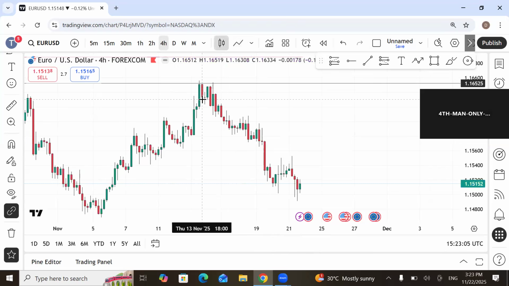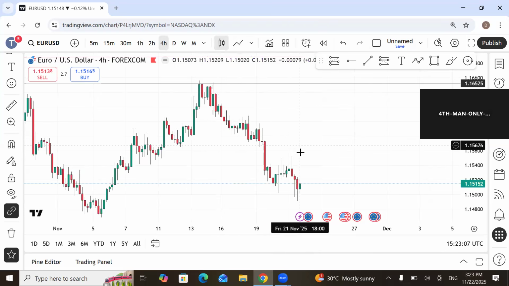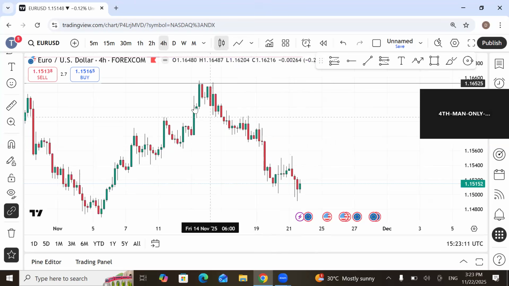So that is how I personally frame my bias with my key levels on higher time frames. I'm still going to drop more examples for us. So let's turn there on this one and watch everything.